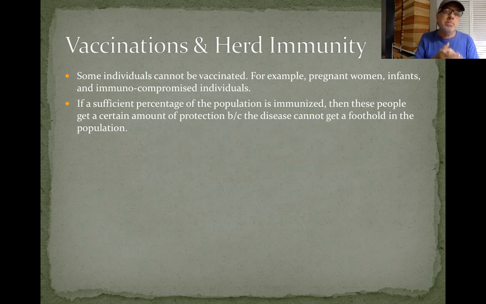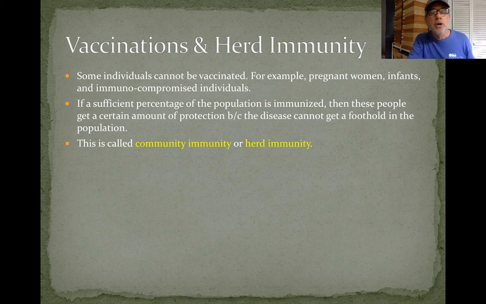But if a sufficient percentage of the population is immunized, then these people get a certain amount of protection because the disease cannot be spread easily from one person to the other in the population. This is called community immunity. I like that term, or herd immunity. And it is what we strive for in public health. If people don't vaccinate their children, then herd immunity becomes much less effective. And these vulnerable individuals are much more likely to get sick and have dire consequences.